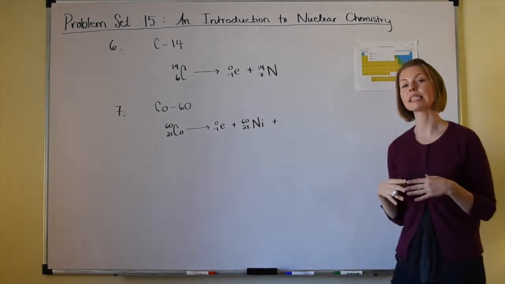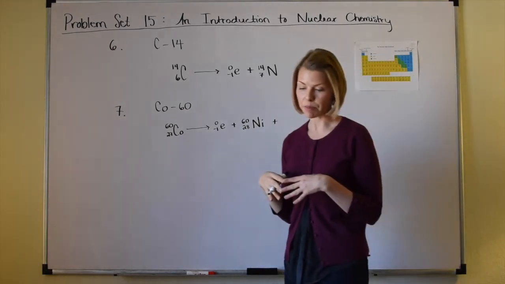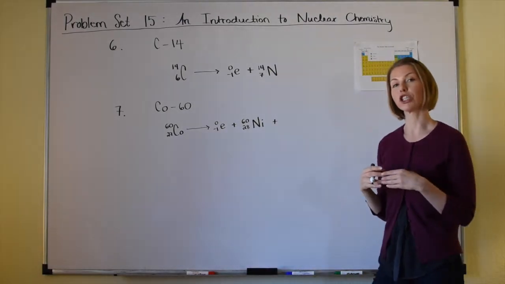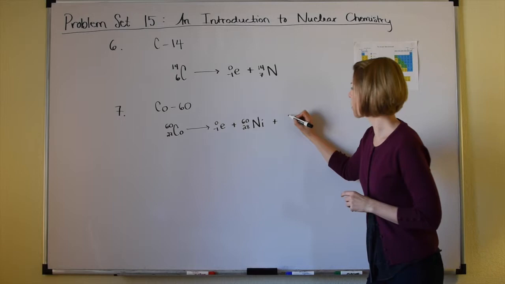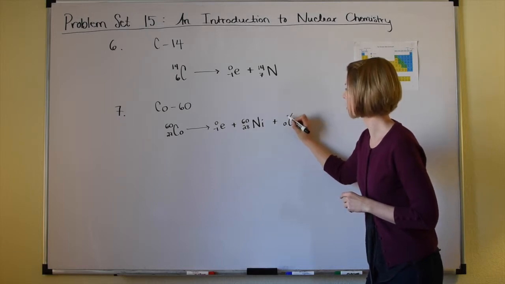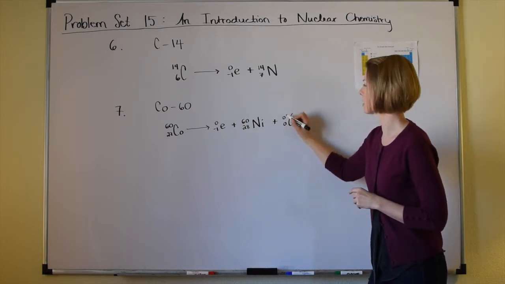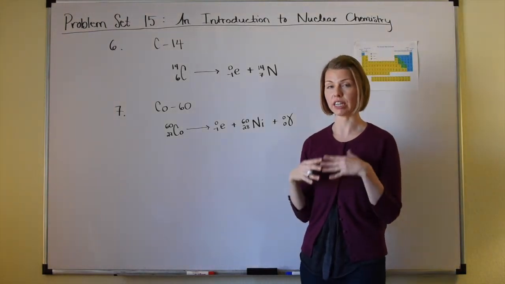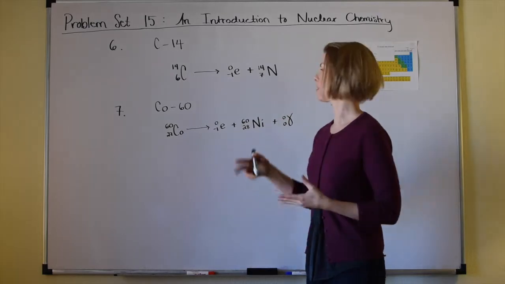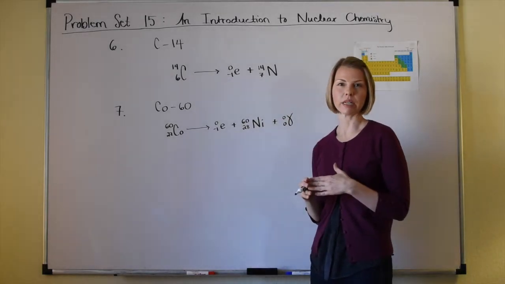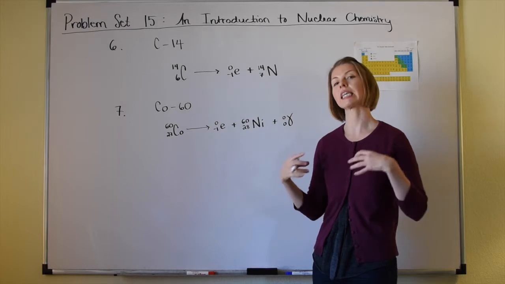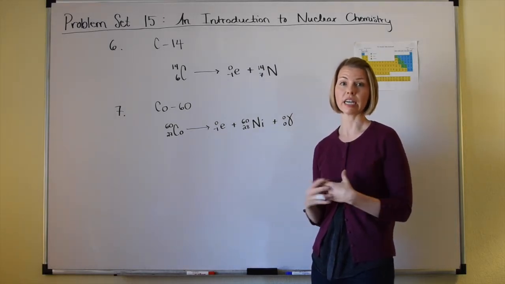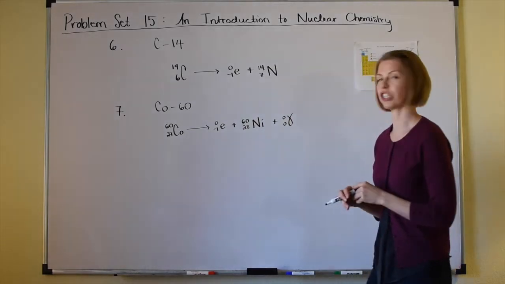And then in the problem, it says that this is accompanied by the emission of gamma radiation. I always like to show the gamma radiation with the symbol 0, 0. So gamma with a 0 and a 0. Some textbooks will tell you to leave that off because it doesn't actually affect the identity of the element formed, but I like to show it because that shows that there is this high energy electromagnetic radiation being given off during this nuclear reaction.